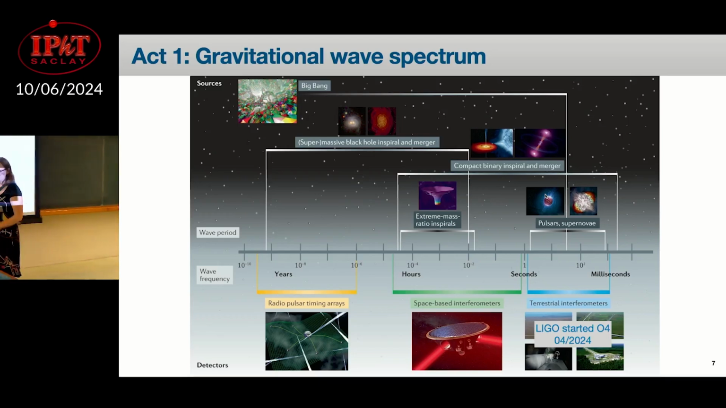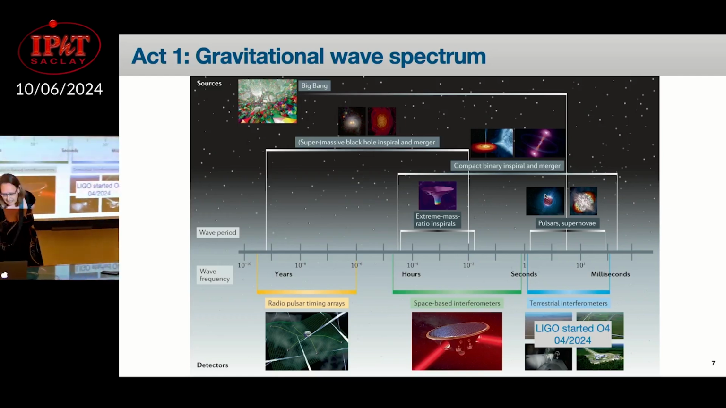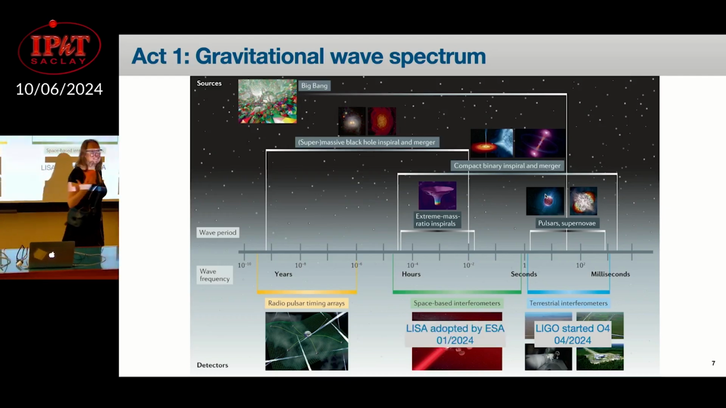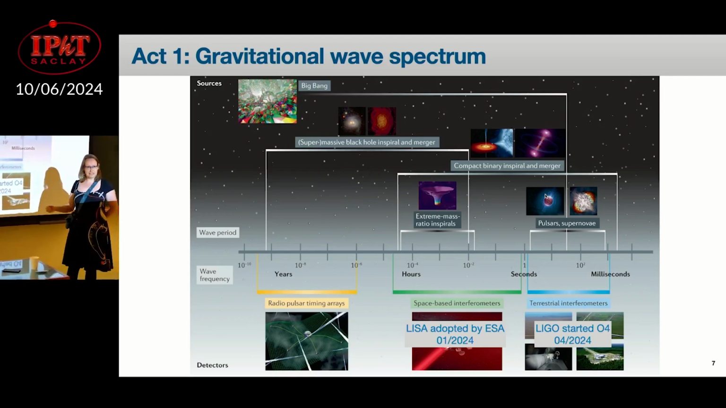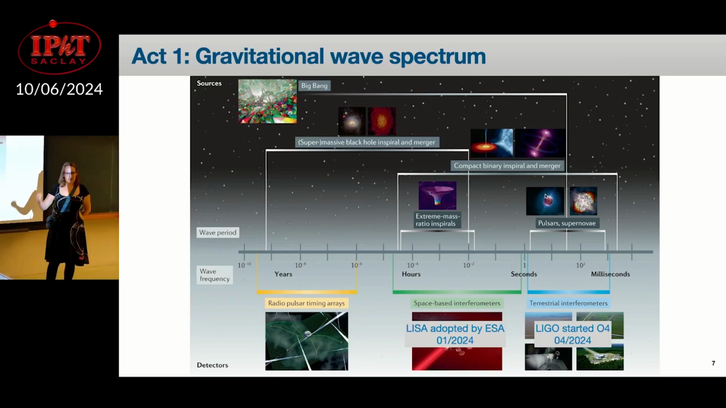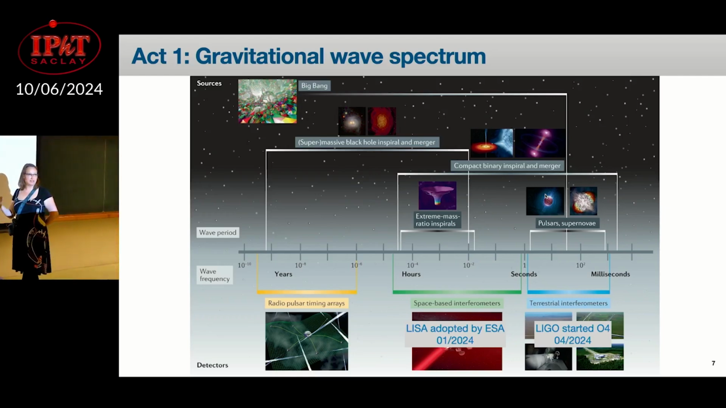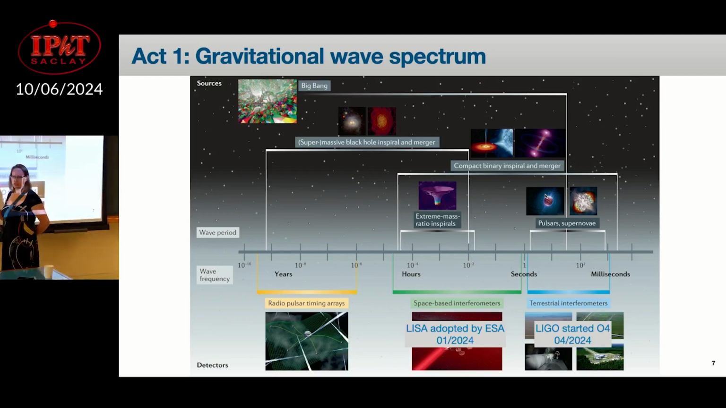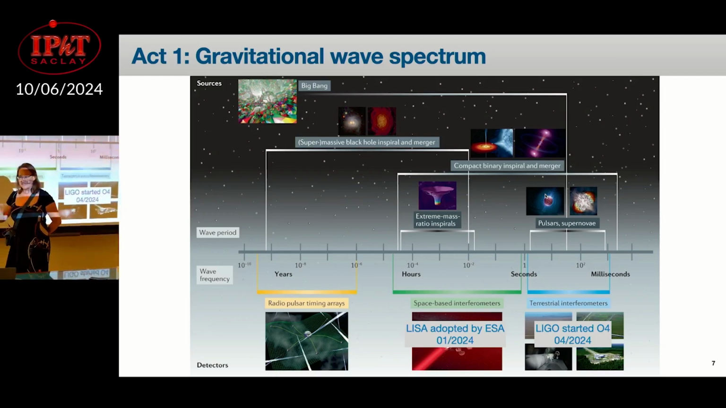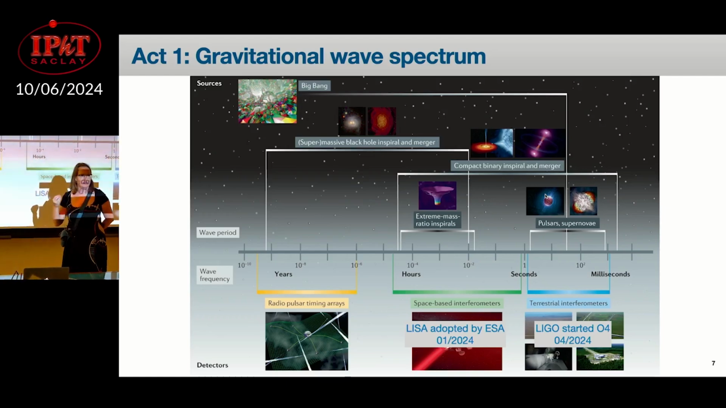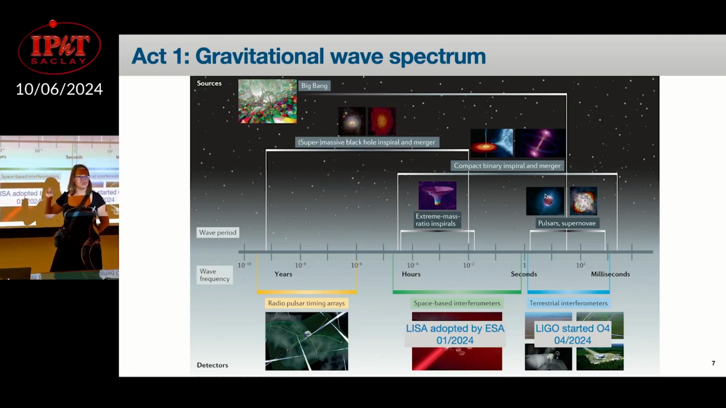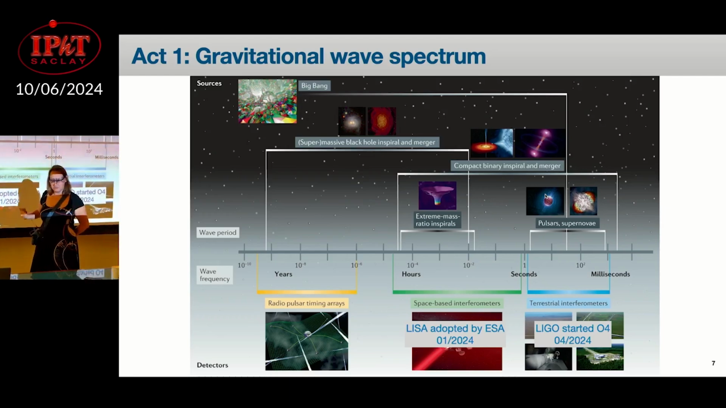And here, the fantastic news is that ESA adopted the LISA mission in January this year, which means now ESA has approved this mission. They are starting to build it, and the plan is that LISA will be launched in the 2030s. The dates still vary a little bit, but it means that we will have space-based gravitational wave detectors to look for gravitational waves in the millihertz regime.